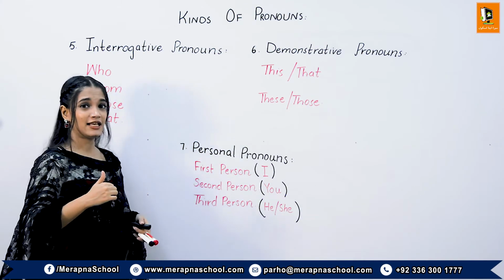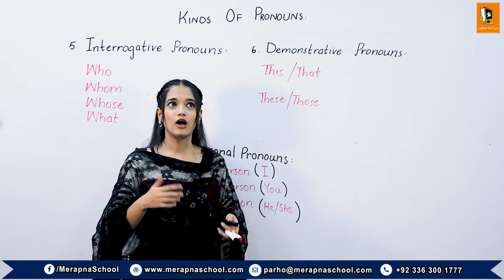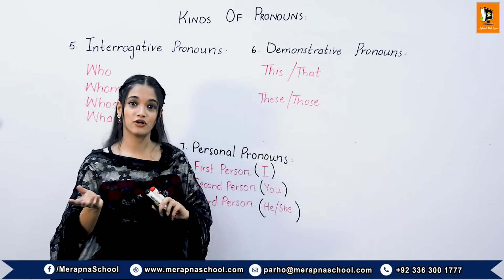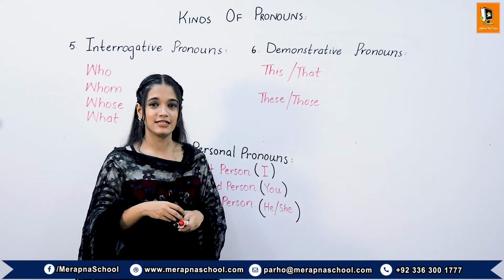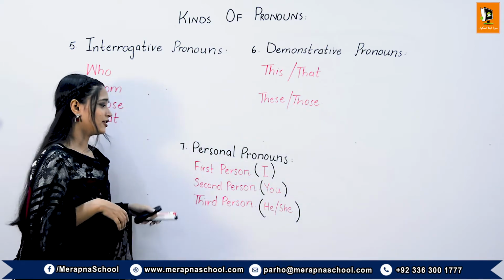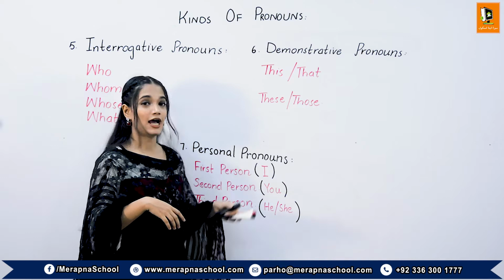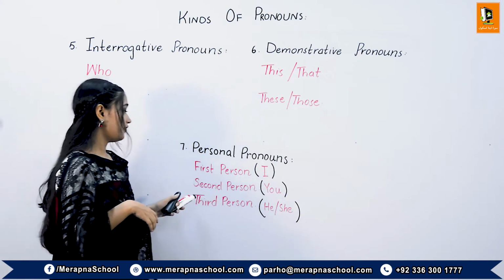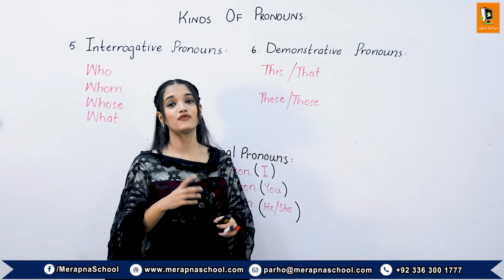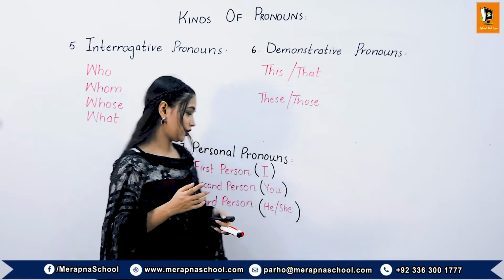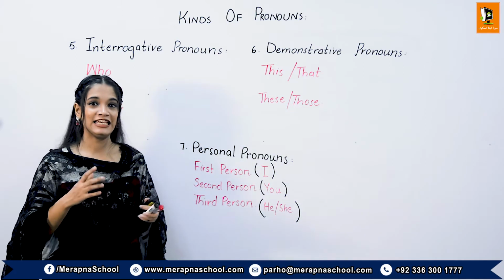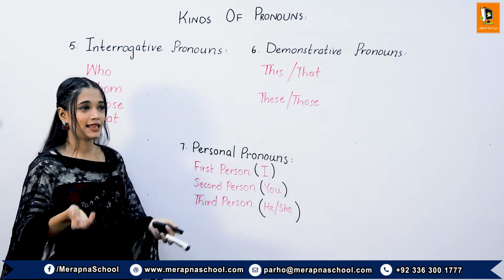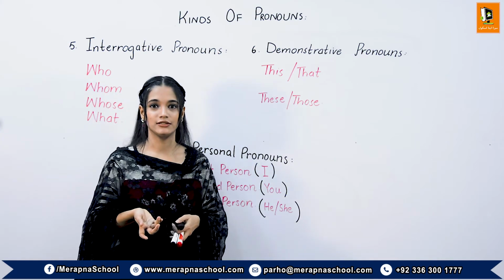The third person is he or she, the person we are talking about. Two people are talking about the third person. For the first person, I have mentioned I, and for the plural, we use we. For the second person, you is used for both singular and plural. For the third person, he and she for male or female, it for things, and they or them for plurals.